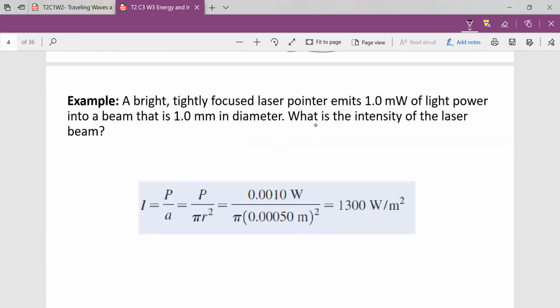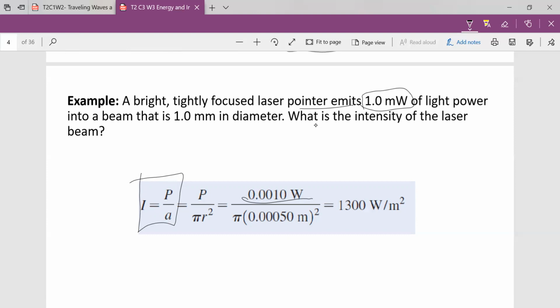So let's quickly look at an example. A bright, tightly focused laser pointer emits 1.0 milliwatts of light power into a beam that is 1 millimeter in diameter. What is the intensity of the laser beam? Using our formula for intensity, the power is given to us as 1 milliwatt, and if we convert that to watts, we'll have 0.0010 watts.